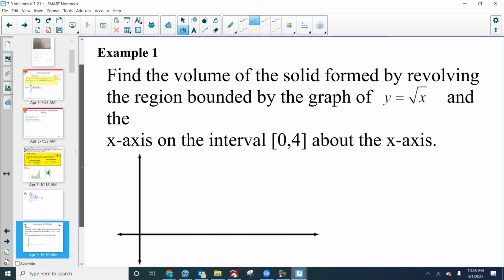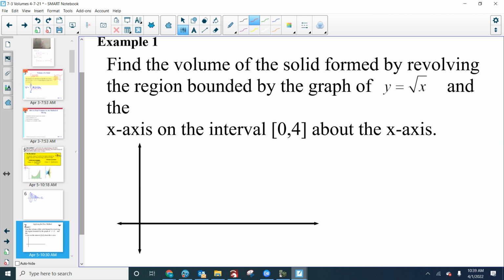Here we go. Find the volume of the solid formed by revolving the region bounded by the graph of y equals radical x and the x-axis. So y equals radical x, and the x-axis from 0 to 4. So every question is going to have several parts. There's going to be a region being described, there's going to be an interval, and there's going to be an axis you're revolving it around. So here's our region.